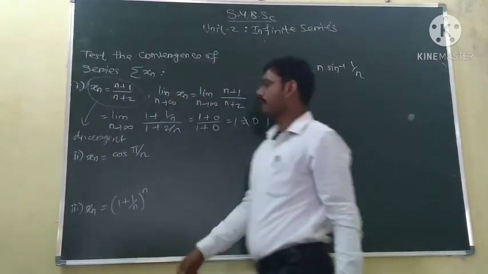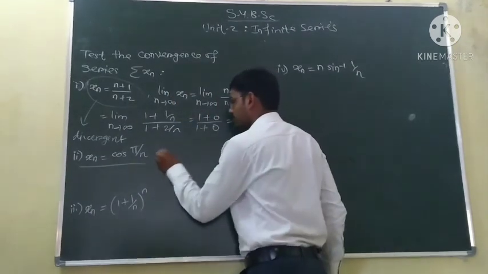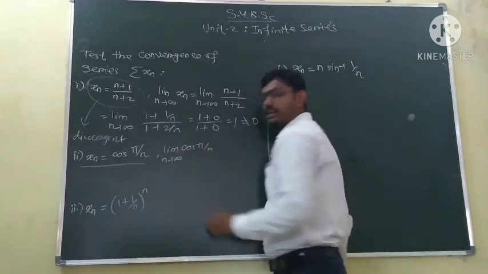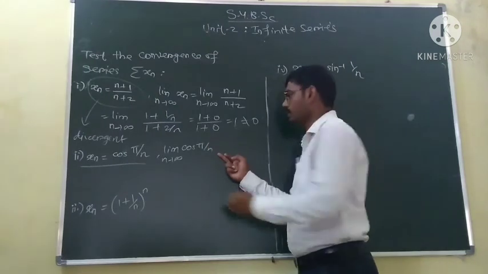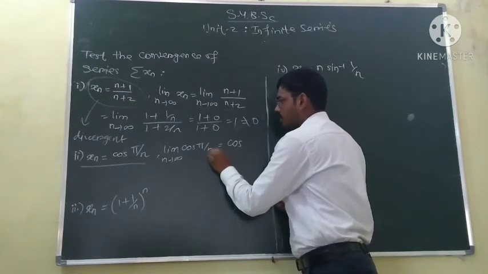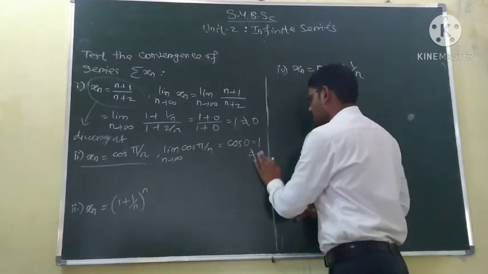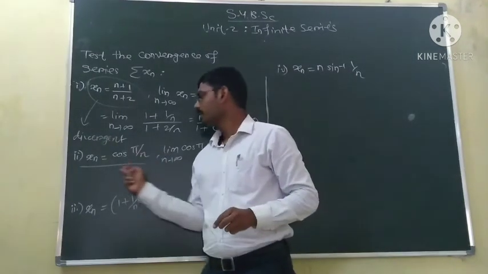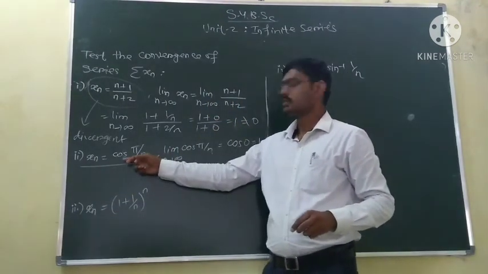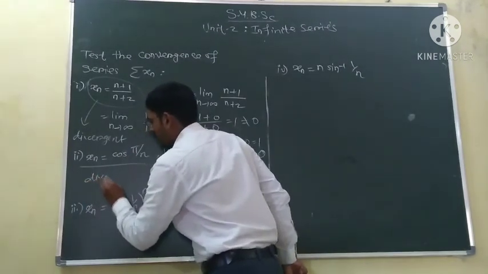Okay. Now next series. Here x_n is equal to cos of pi by n, and we take the limit of this n-th term, cos of pi by n, as n tends to infinity. As n tends to infinity, pi by n tends to 0. So this becomes cos of 0, which is equal to 1, and 1 is not equal to 0. Again we get a series whose n-th term has a non-zero limit. So by our criteria, this series whose n-th term is cos of pi by n is also divergent.